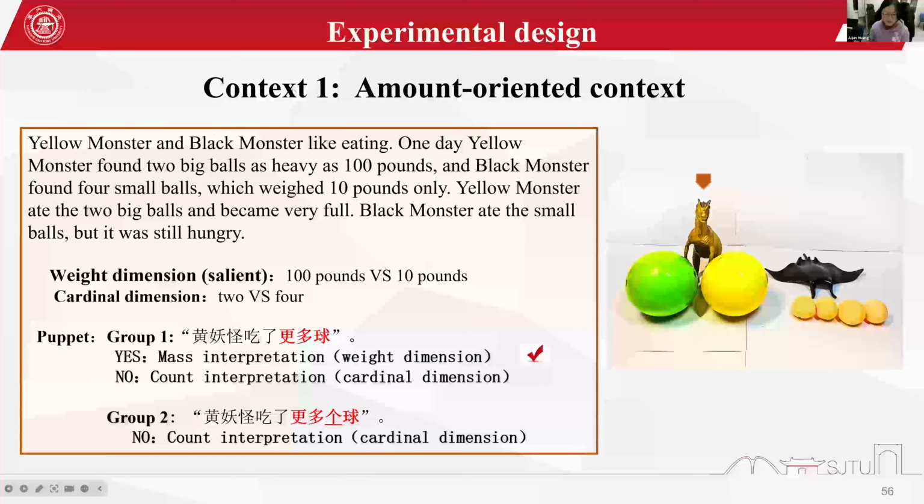So the scenario is like this. So the yellow monster and the black monster, so they like eating. One day, the yellow monster found 2 big balls as heavy as 100 pounds, and the black monster found 4 small balls, which weighed 10 pounds only. So the yellow monster ate 2 big balls and became very full, and the black monster ate the small balls, but still very hungry.